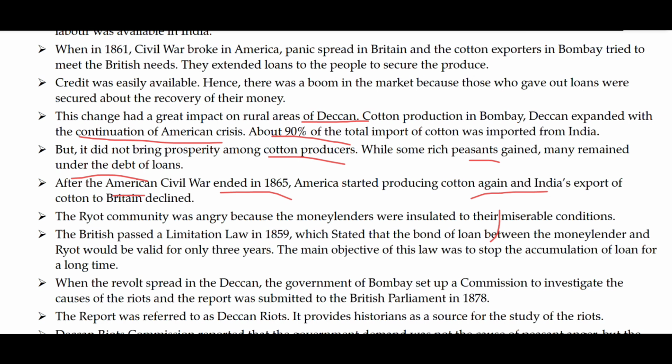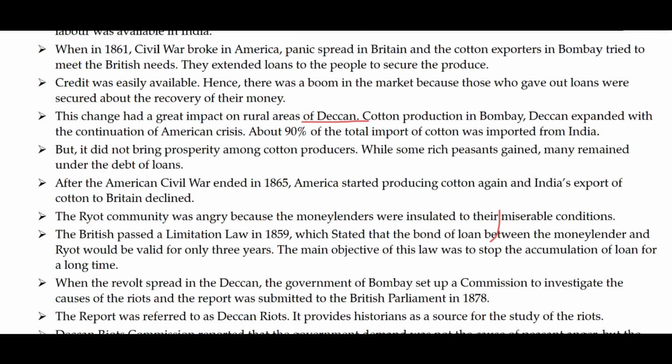The British passed a Limitation Law in 1859, which stated that the bond of loan between the moneylender and the ryots would be valid for only 3 years. The main objective of this law was to stop the accumulation of loan for a long time.